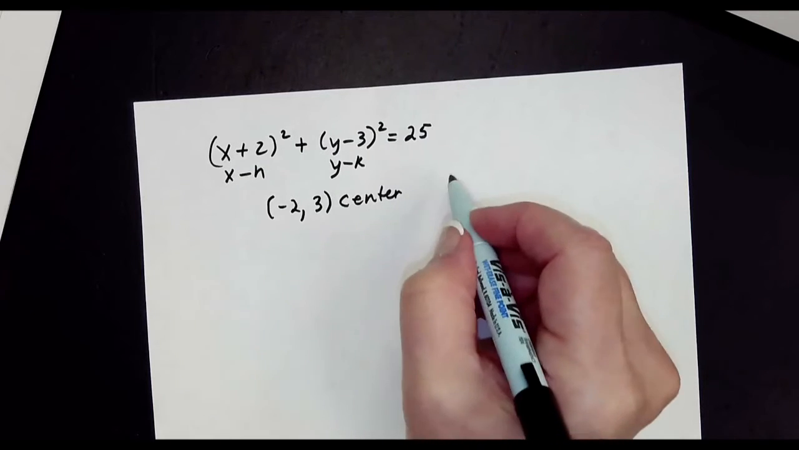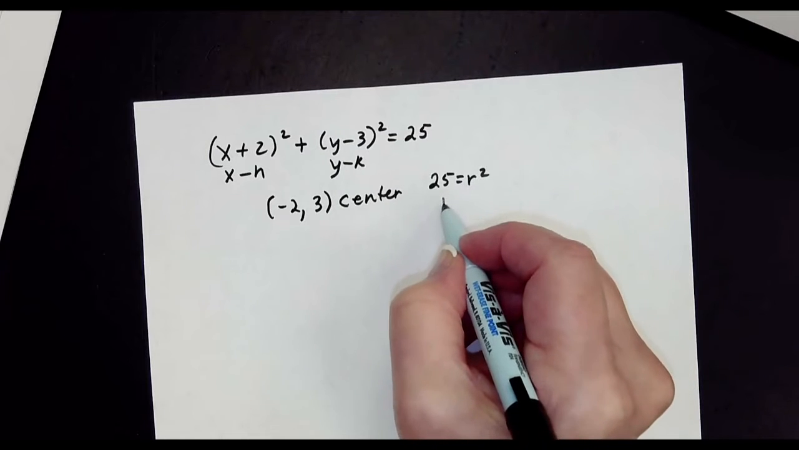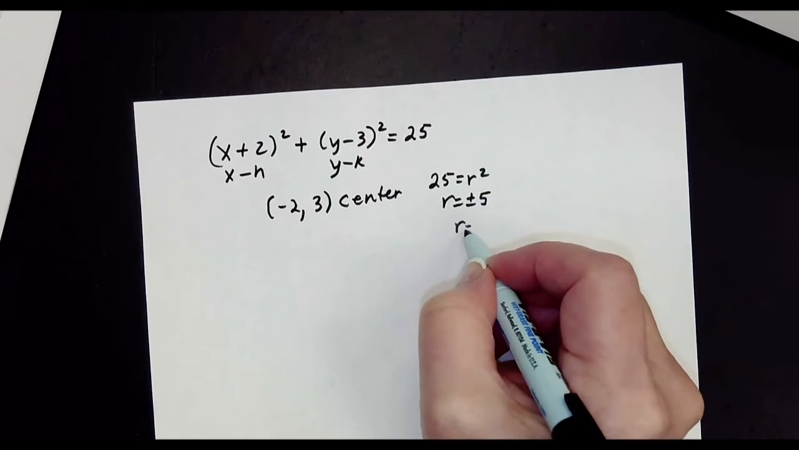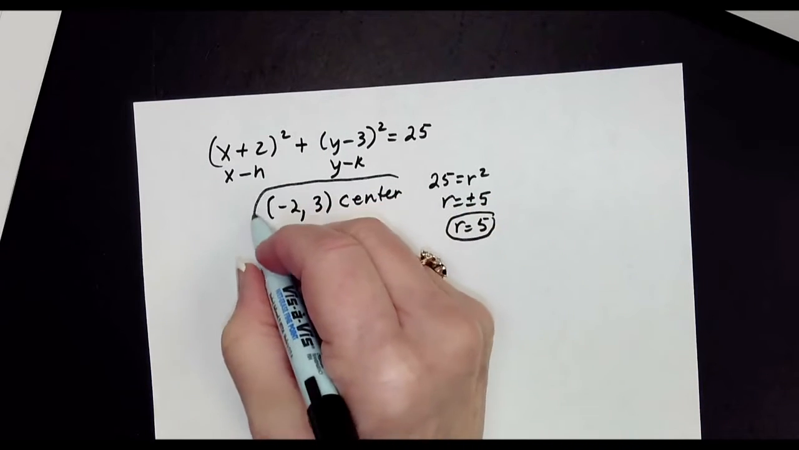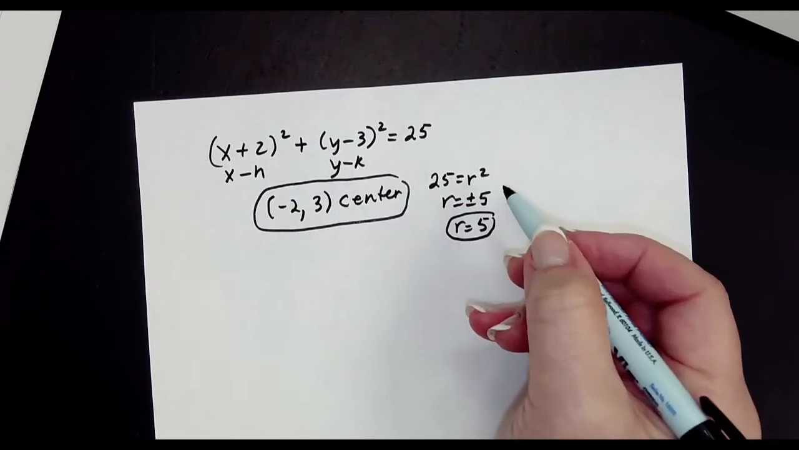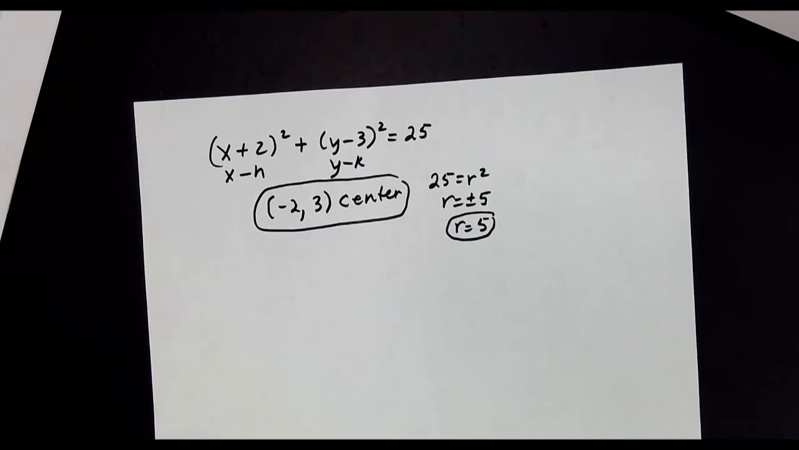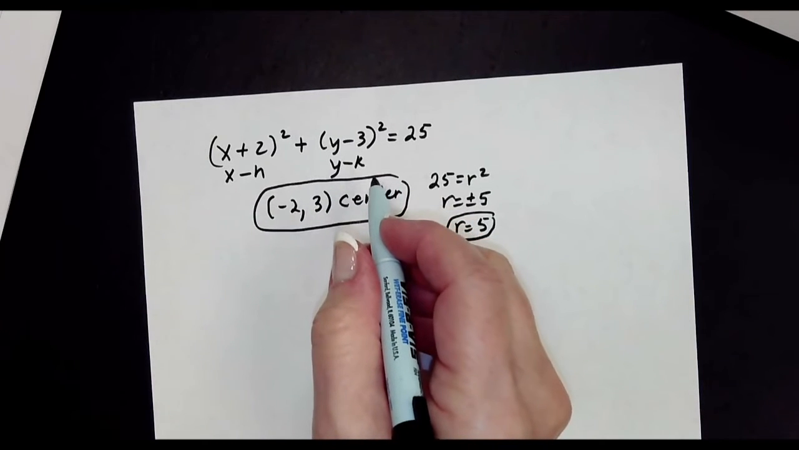And for my radius, 25 is r squared. So I take the square root and I get r is plus or minus 5, but we know we have a length, so r is going to be 5. So we have our radius and we have our center. So no problems with those. Now what we're going to do from here is look and see what happens if it's not automatically set for us in this standard form.